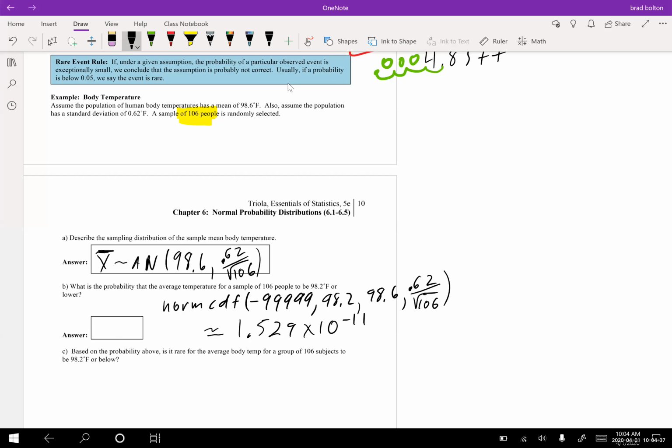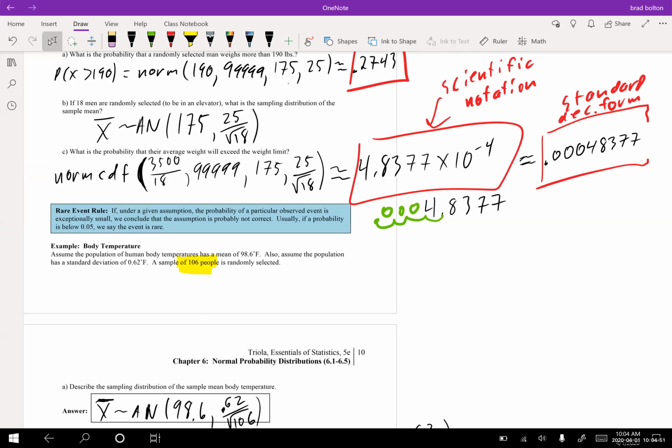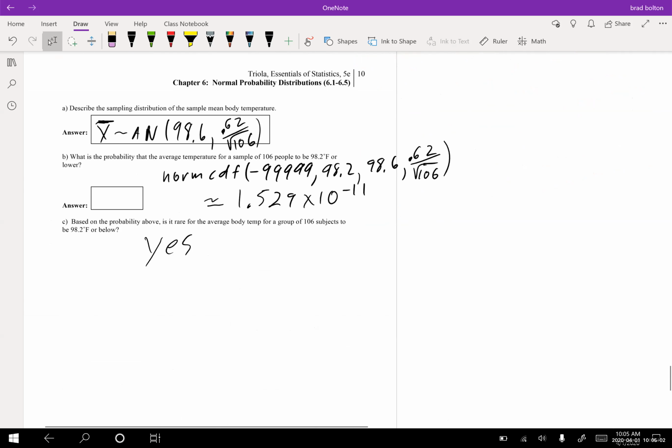It says, based on the probability above, is it rare for the average body temperature for a group of 106 subjects to be 98.2 or below? And you would say, yes, that's less than 5%. So we go up here to the rare event rule. If under a given assumption, the probability of a particular observed event is exceptionally small, we conclude that the assumption is probably not correct. Usually if probability is below 5%, we say the event is rare. So yes, 1.529 times 10 to the negative 11 is below a 5% chance, okay? So we would say, yes, this is rare.